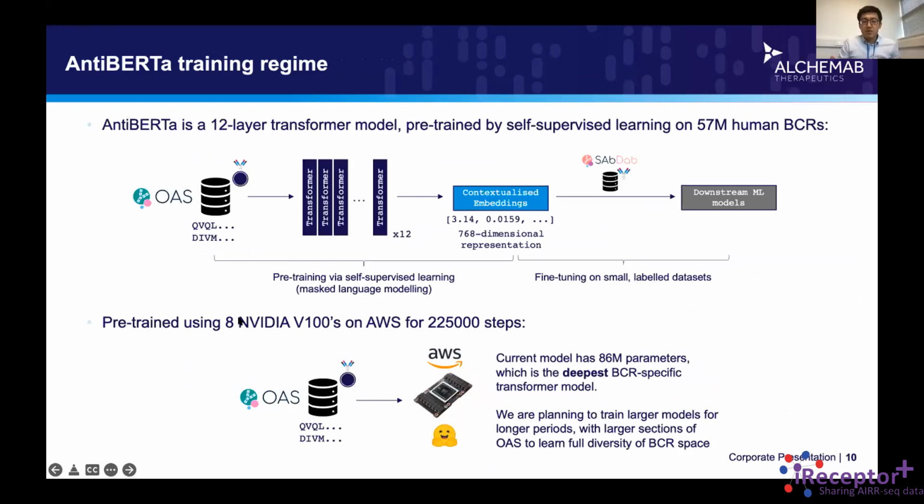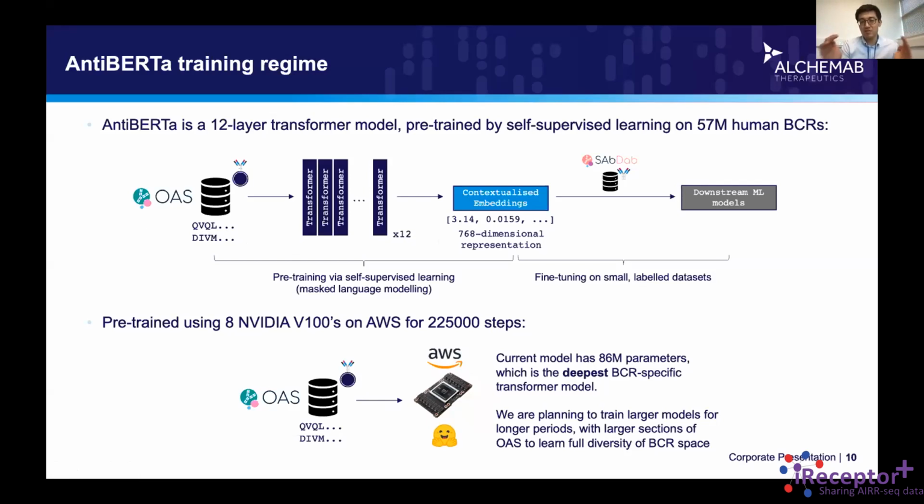So then how does AntiBERTa work? AntiBERTa is yet another transformer model, and it's pre-trained by looking at 57 million human B-cell receptors. So what we do here is we get loads and loads of sequences from OAS, and we put them through a transformer model, and the transformer model, as I explained before, randomly blanks out bits and pieces and tries to fill in the blanks. Once it fills in the blanks, it gets an understanding of that B-cell receptor sequence, and then generates 768 numbers. So for each and every B-cell receptor, the key message here is you get 768 numbers.